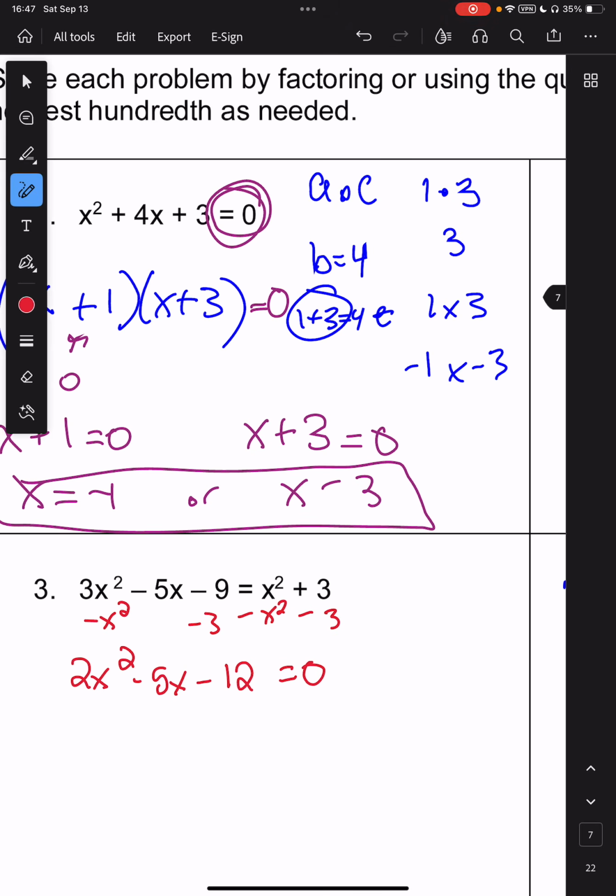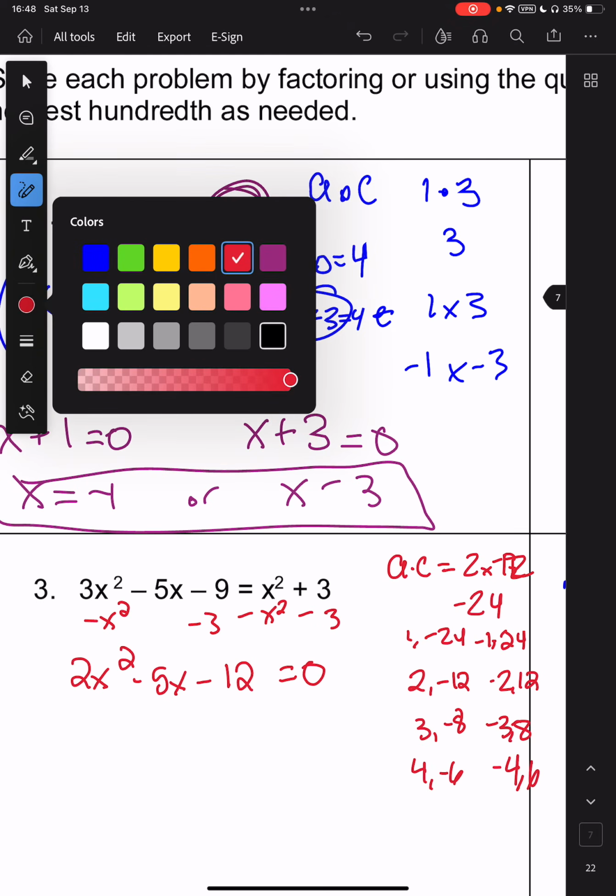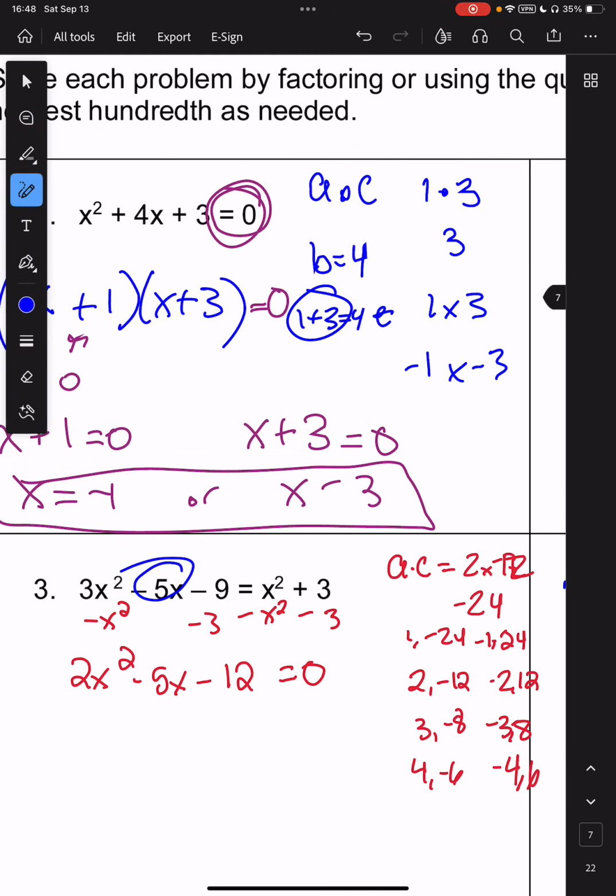Now, we need to do a times c. A times c, 2 times negative 12 becomes negative 24. The numbers that multiply out to negative 24: 1, negative 24. 2, negative 12. 3, negative 8. 4, negative 6. Negative 1, 24. Negative 2, 12. Negative 3, 8. Negative 4, 6. The numbers that add up to negative 5 are 3 and negative 8. 3 minus 8 is negative 5.